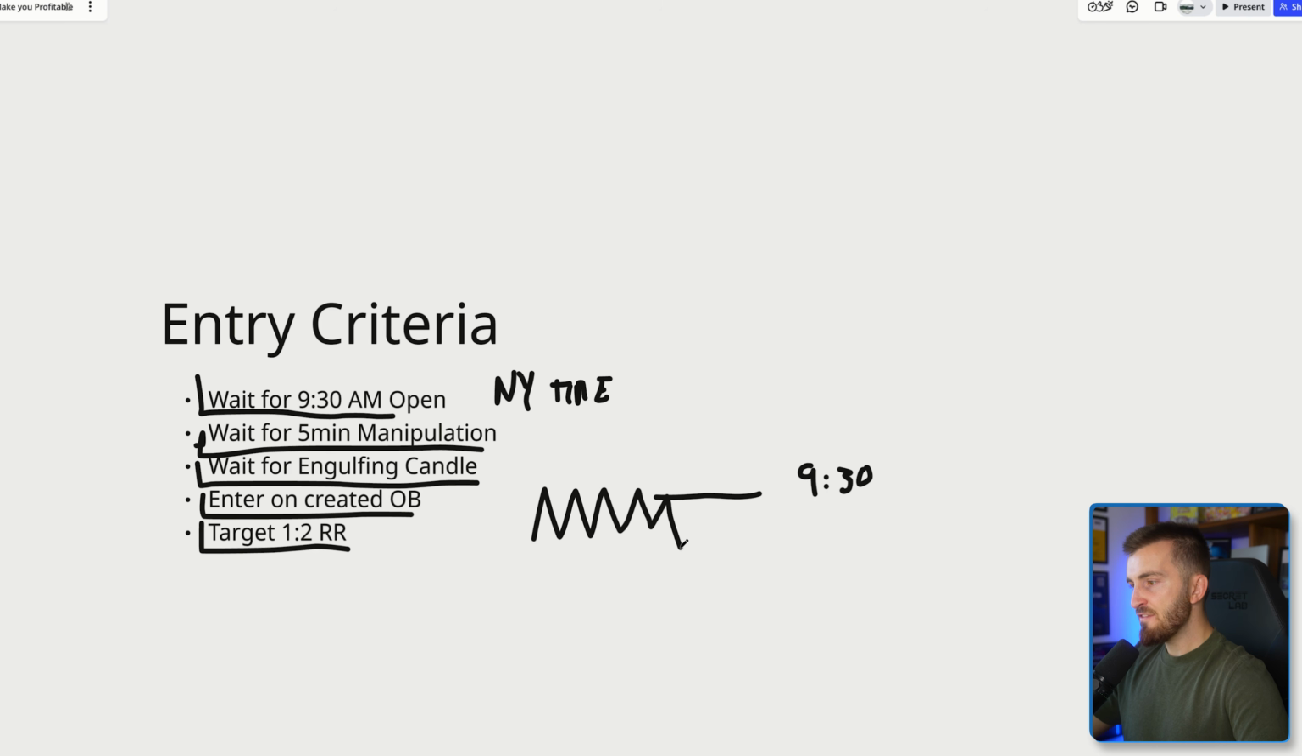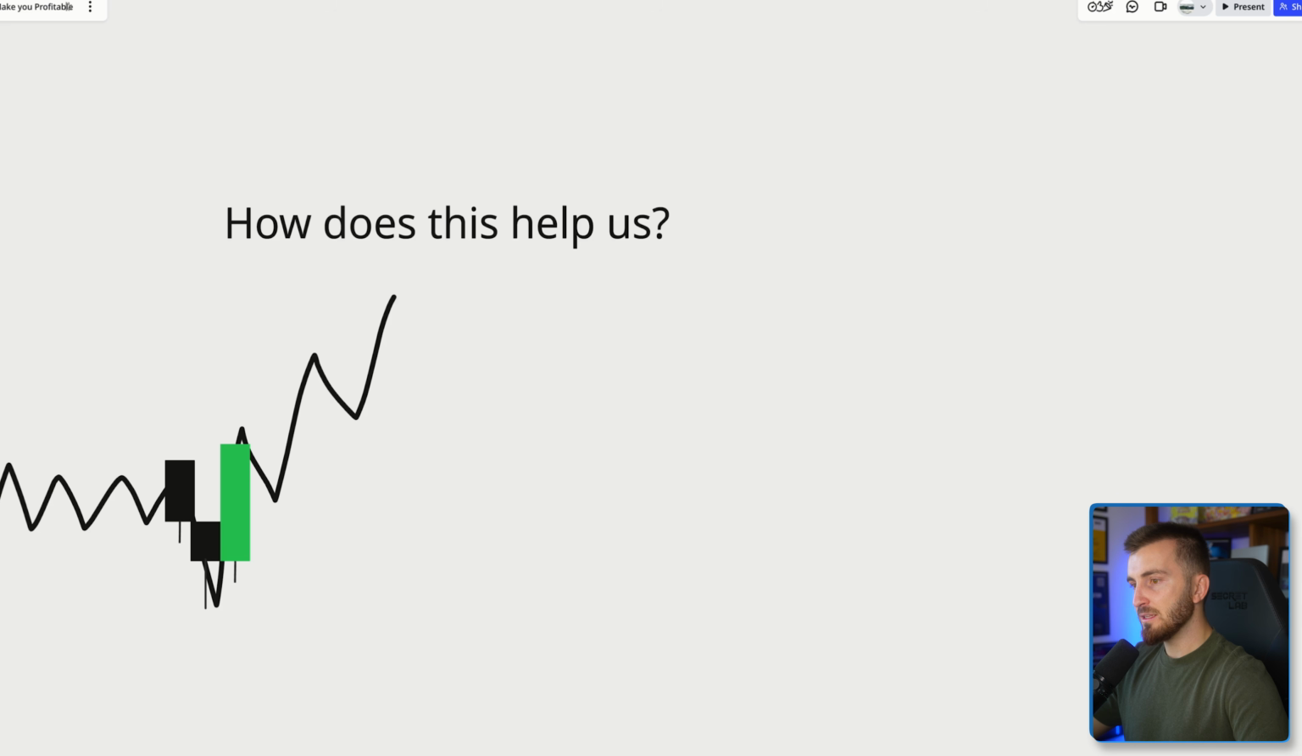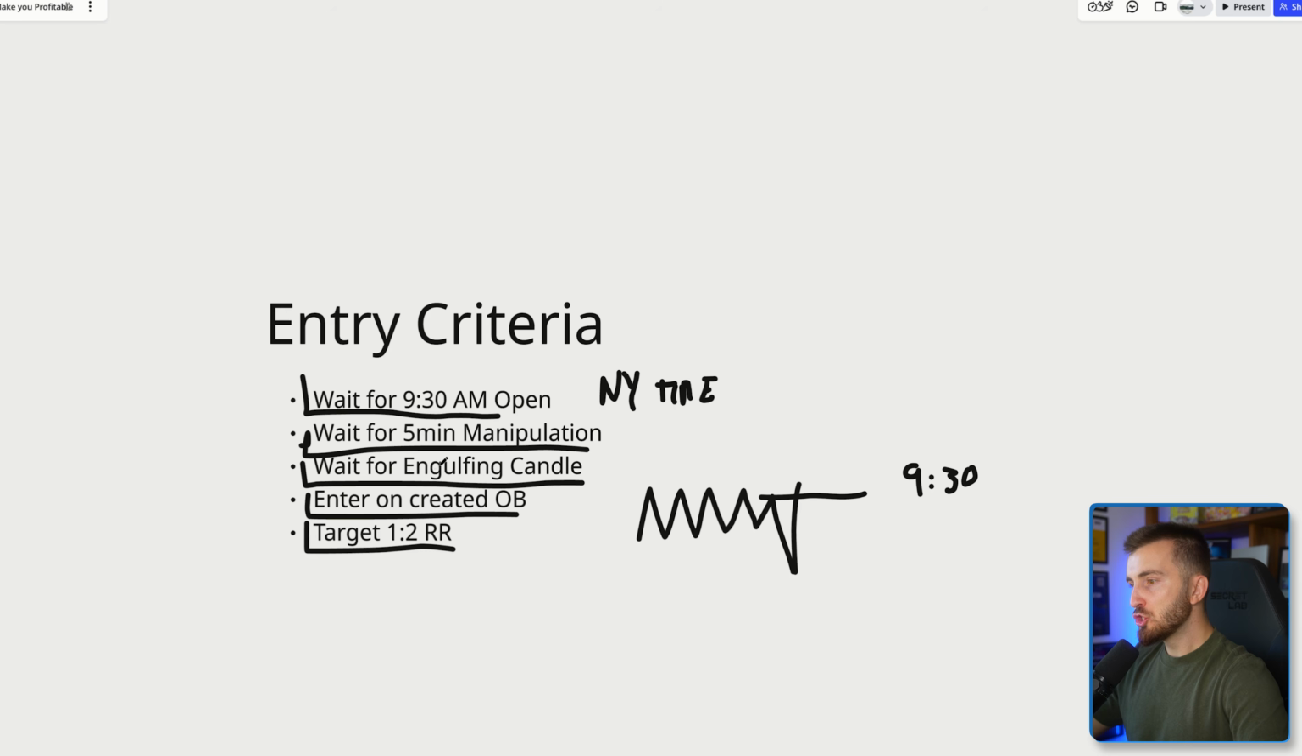Open, the 5-minute manipulation, and then we want the engulfing candle. For traders who don't know what an engulfing candle is, it is simply one candle that engulfs the previous part of the move, be it one candle or even two candles. So this reversal is called an engulfing candle. We wait for the engulfing candle, and we enter on the created order block.